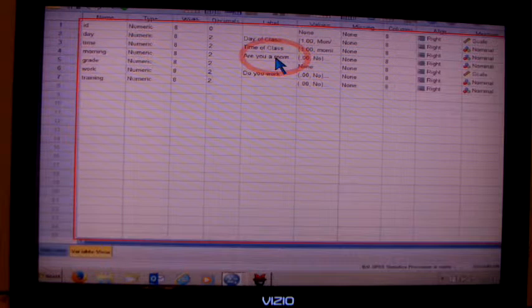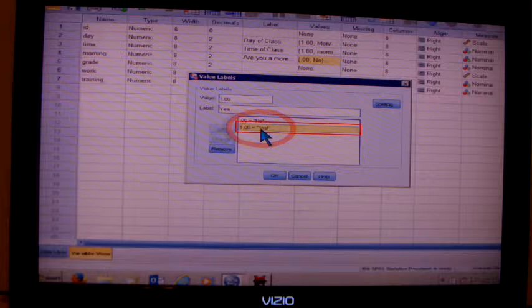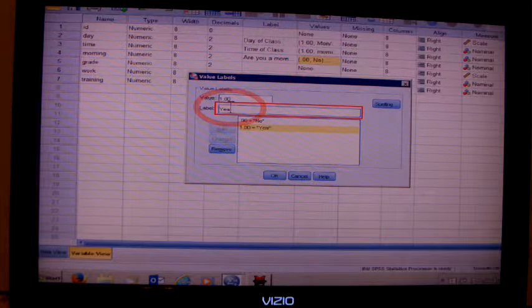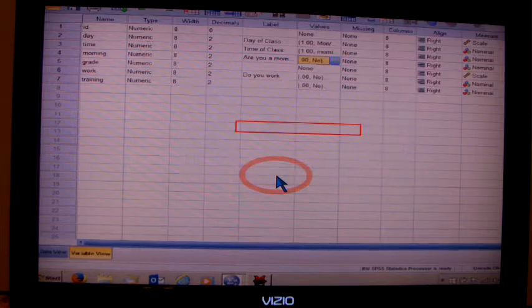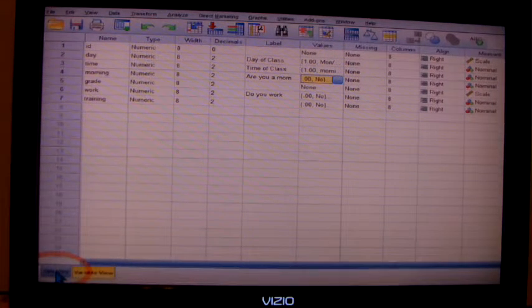Do you work? Are you a morning person? Well, I had a typo there, right? So if you notice you have that, just go back in and fix it. Click there. That brings it up here. Yay to yes. There, that's much better. Change. And okay, so let's go back to the data view.